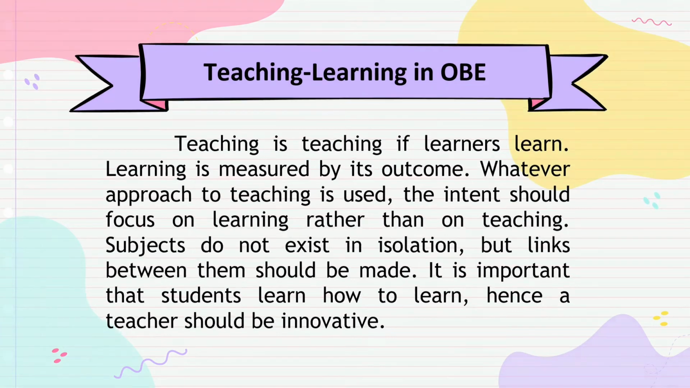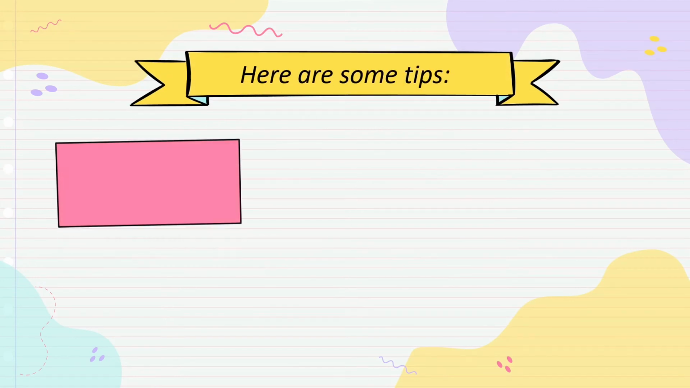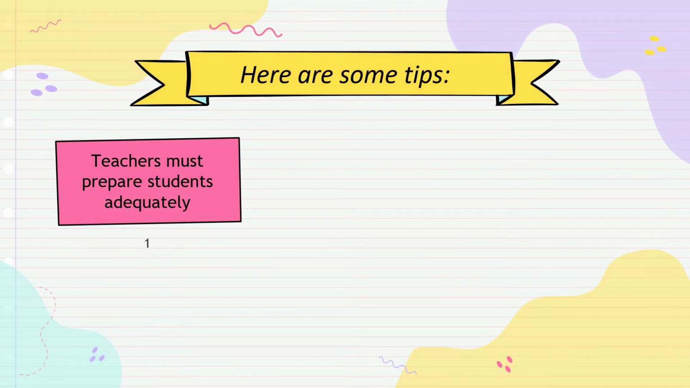How then should teaching and learning be done in OBE? Here are some tips. Teachers must prepare students adequately. This can be done if the teachers know what they want the students to learn and what learning outcomes to achieve. Prerequisite knowledge is important. Thus, a review is necessary at the start of a lesson.